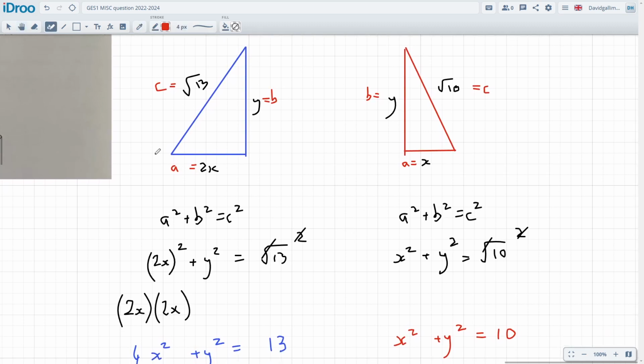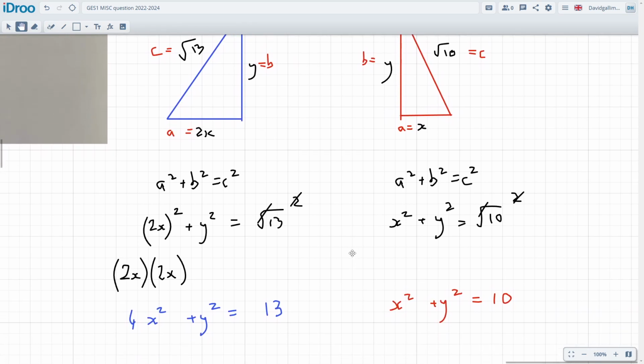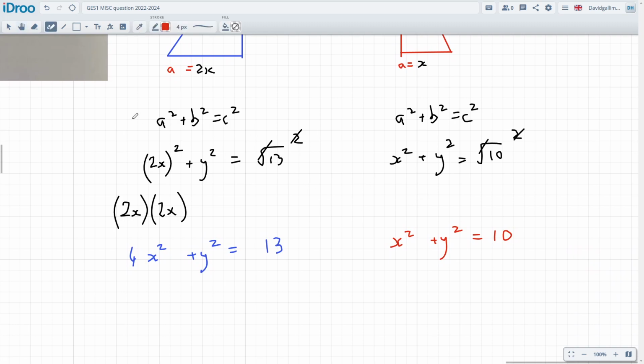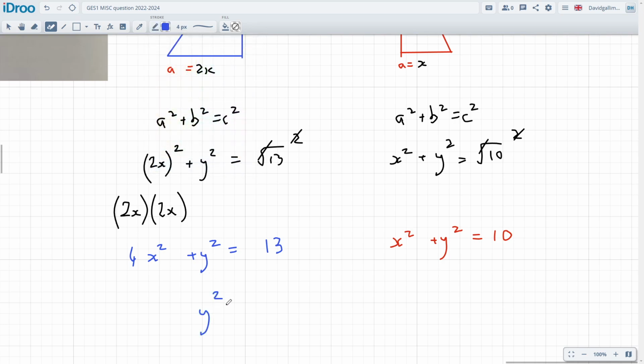You know some information about the first bit, some information about the second bit. You know they're related to each other, but you can't quite figure out. You've got to figure out using logic how to fit these guys together. So we're going to try to do that by rearranging these equations. So I'm going to take the blue one and let's just rearrange it so we get y squared by itself.